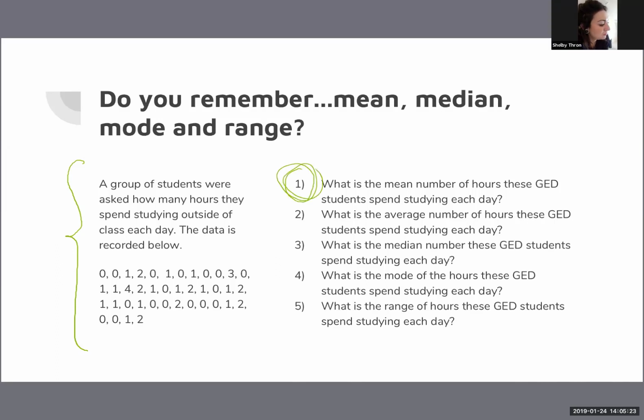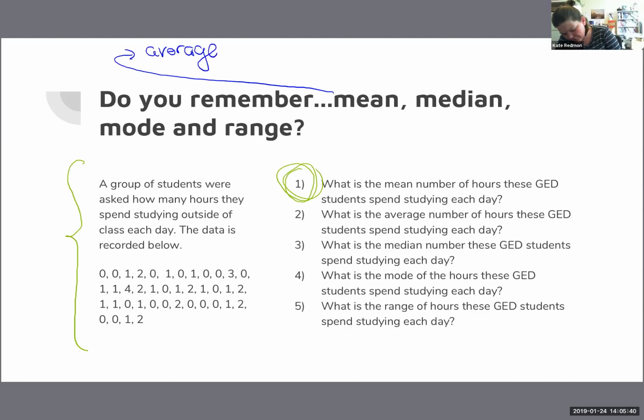So first question says, what is the mean number of hours these GED students spend studying each day? Someone remind me what a mean is. The average. Mean, absolutely, also known as average. It's what we would get if all the data was shared equally, or if all the students, for example, studied the exact same amount of time, which we know is not true. And anybody remember the method to find a mean or an average?